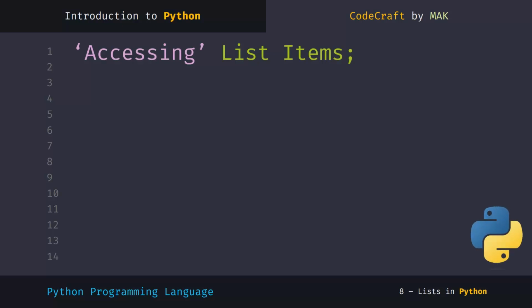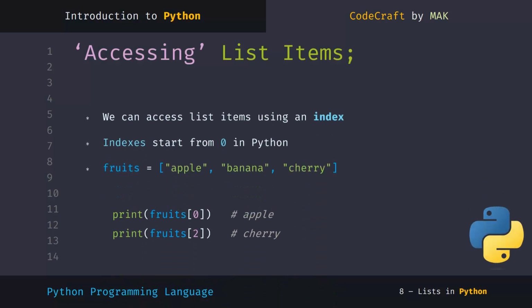We can access list items using an index. Indexes start from 0 in Python. For example, print(fruits[0]) and print(fruits[2]). It will print apple and cherry.